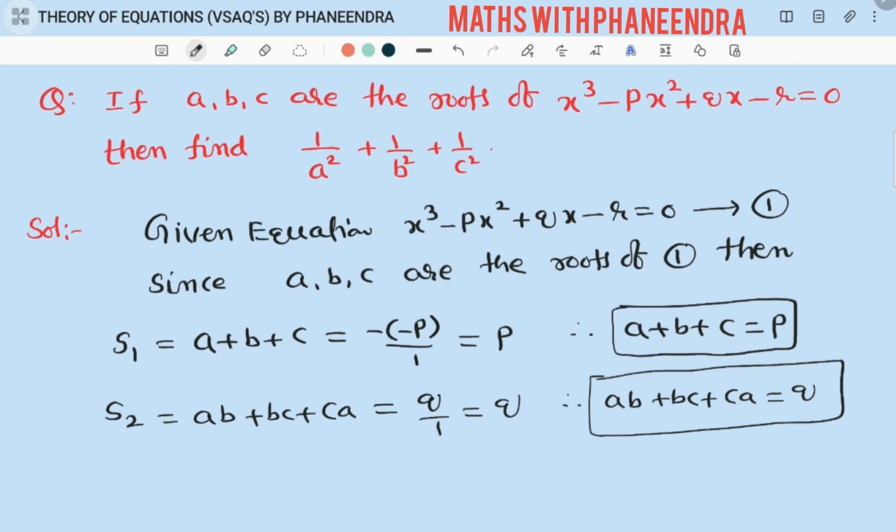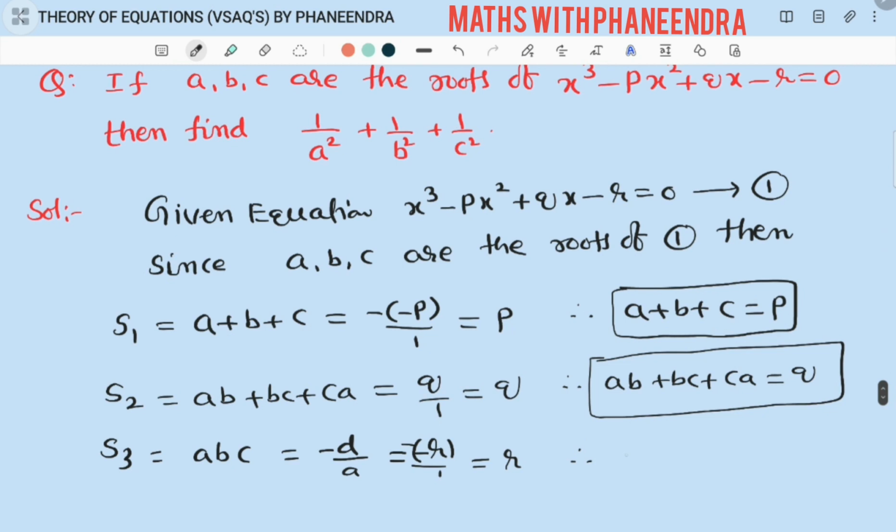Next, we want S3, the product of the roots, a into b into c, which is minus d by a. So minus of minus r by 1 is r. Therefore, abc is equal to r.